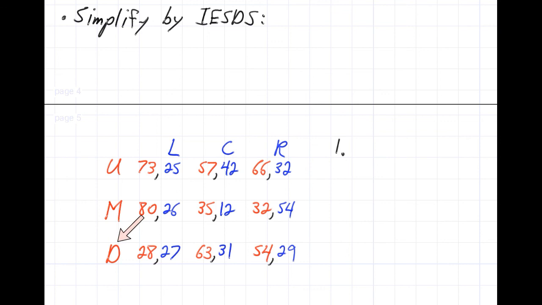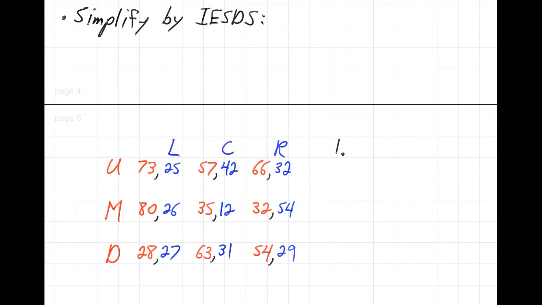So let's continue and look at the strategy D. Is it dominated by either U or M? Well, 28 is worse than 73, but 63 is better than 57. So U doesn't dominate D. Let's look at M versus D. 28 versus 80, but again, 35 versus 63. So D is not dominated by M. So we've established that none of these strategies dominates any other one. So maybe we should look at the column player.